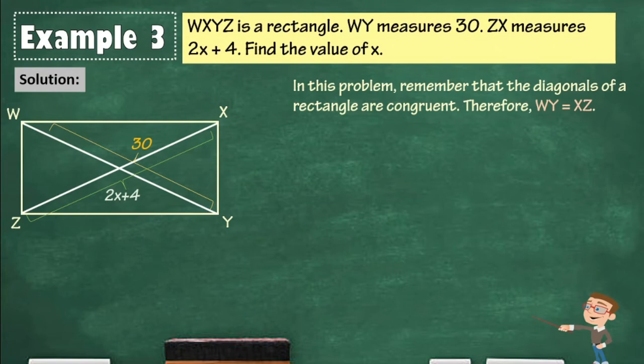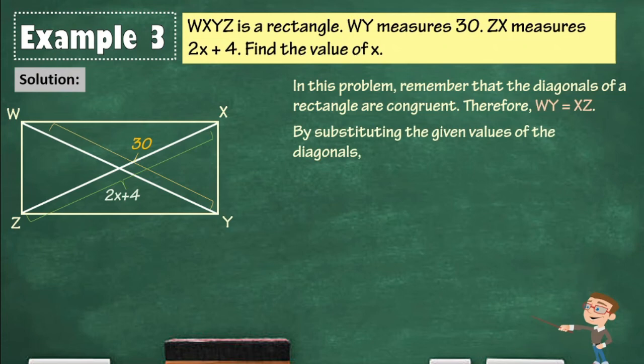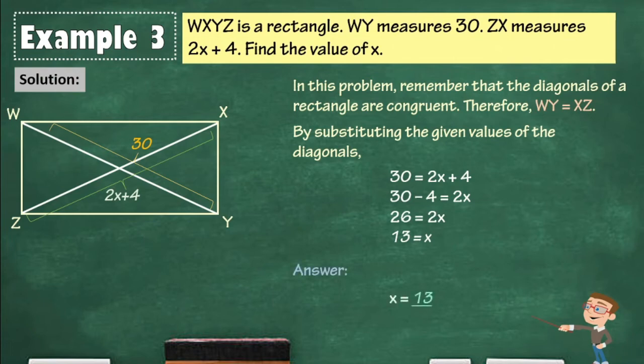Very good. If you have remembered, the diagonals of the rectangle are congruent. So we have WY is equal to XZ. By substituting the given values of the diagonals, we have 30 is equal to 2x plus 4. So we have x is equal to 13. The answer, x is 13. Since we are only asked to find the value of x, we're done. I hope you find it easy.